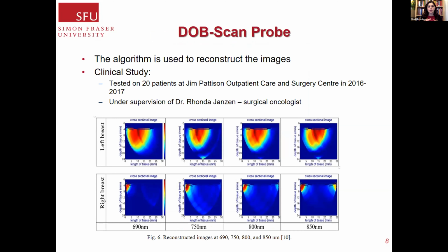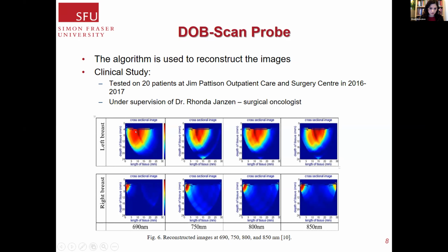After that, using some algorithms on the computer system, we can reconstruct the images. As you can see here, we have these images from our clinical study in 2016 and 2017. We used the data from 20 patients. We tested our probe on the cancerous breast, and we also used the normal breast as our reference. These patients were at Jim Pattison Outpatient Care and Surgery Center, and Dr. Rhonda Jansen was supervising this procedure. She is a surgical oncologist, and the doctors told us, for this case, which is an example of one of our patients' results, that the left breast is cancerous. As you can see, the probe could successfully identify the tumor here.